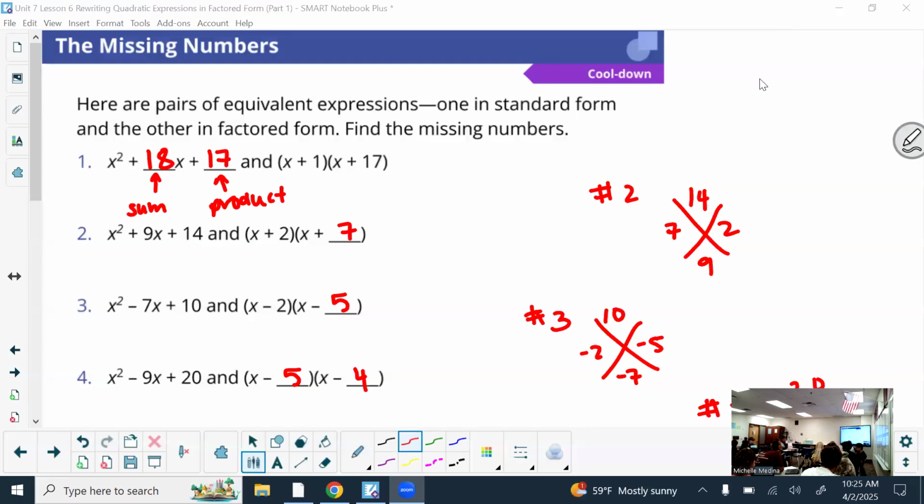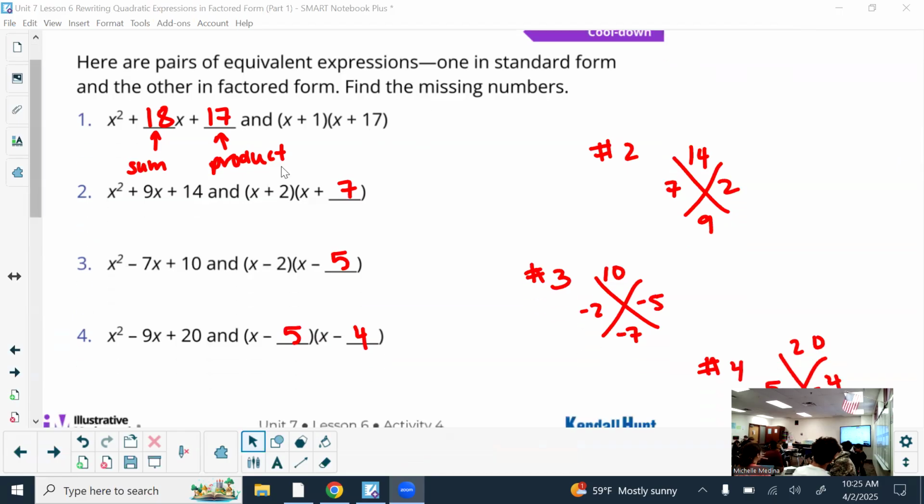Okay, so this is a solution to the cool down. Going from factored to standard, you could have just multiplied it like we've done before. But also, when it's really simple like this, we know that the B term is the sum and the C term is the product of these two numbers. So I just filled it in based on that. Now for the rest, going from standard to factored, they gave you some parts for some of them, but even if they didn't, it would still be these two numbers. It can never be multiple answers of other factors.